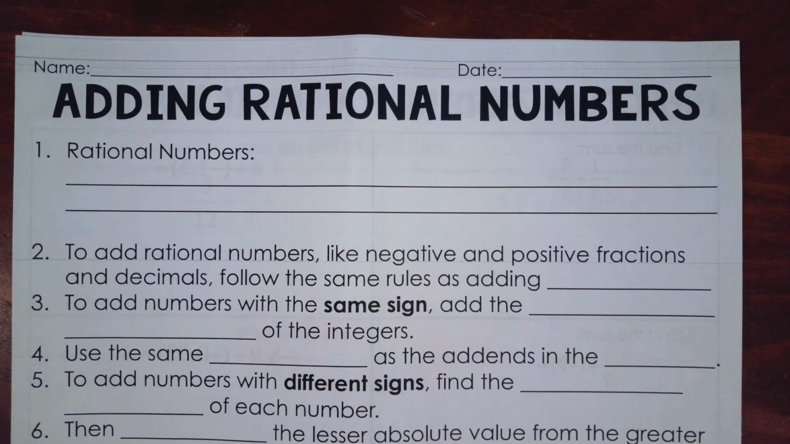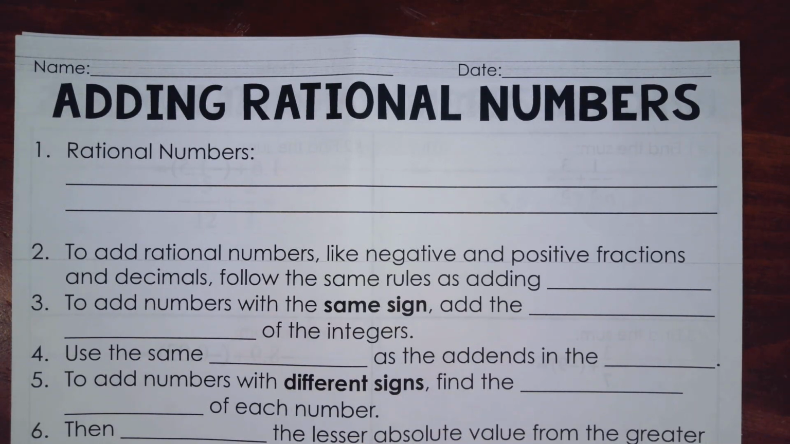Before we talk about what rational numbers are, I just want you to know that today's lesson is going to combine two things that we've learned already. It's going to use what we know about adding integers, and it's going to use what we know about adding decimals and fractions together. Last year in 6th grade, you learned more about adding and subtracting fractions and decimals. And this year we learned how to add integers, and today we're going to be combining those things.